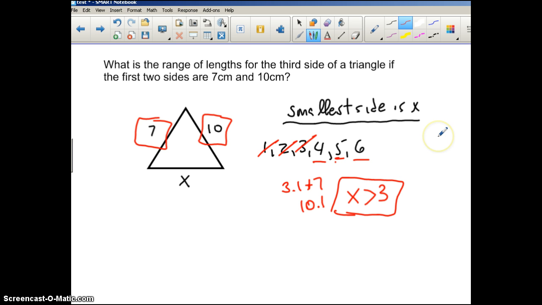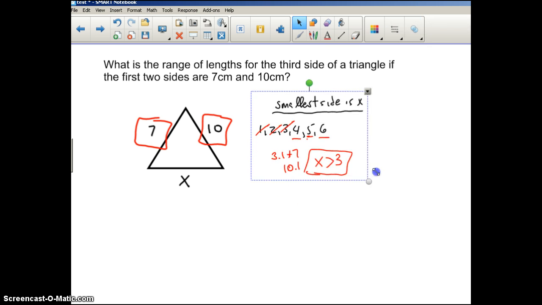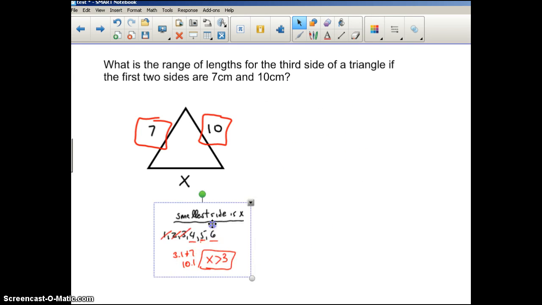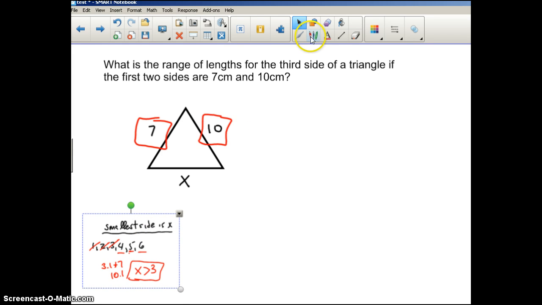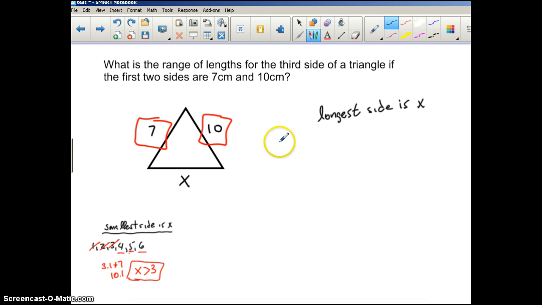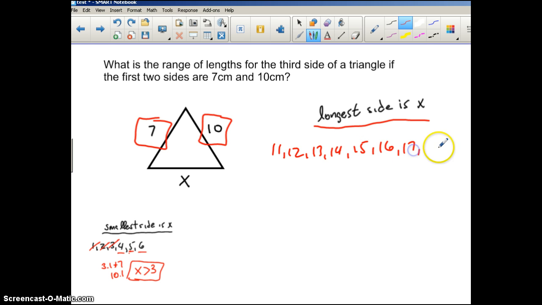Well, let's now take a look at the upper range of what the third side could be. So at first, we assumed that x was going to be the smallest side of the triangle, and now we're going to do the same thing. We're going to assume that x is the largest side of the triangle. So let's take a look at some integer answers that are bigger than 10, because now x has to be the biggest side or the longest side of the triangle. So we've got 11, 12, 13, 14, 15, 16, 17, 18, 19, and we'll stop there.